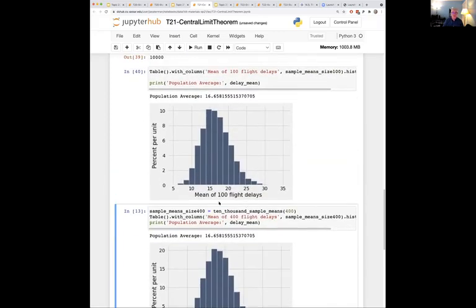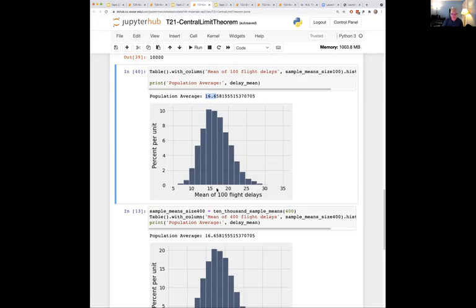And if you remember, our population average was 16.6, and this is the known quantity. This is ground truth, because we have the entire population for this example. But we can see from the distribution of these 10,000 random samples of 100 that the actual distribution of this statistic is normal shaped. It's not perfect, but it is definitely very normal shaped.